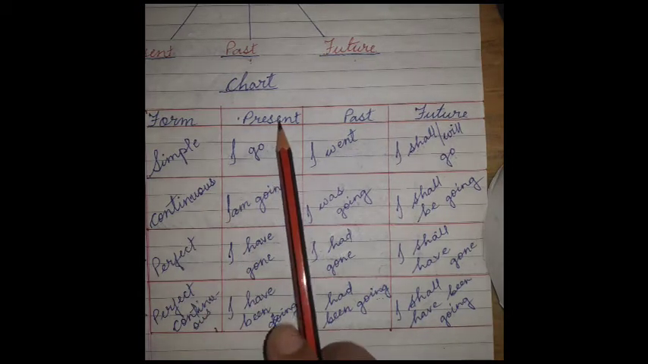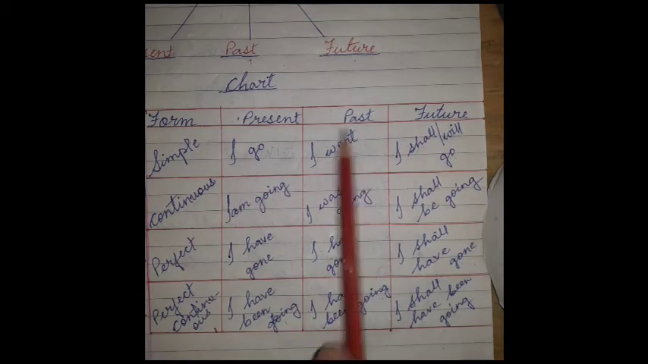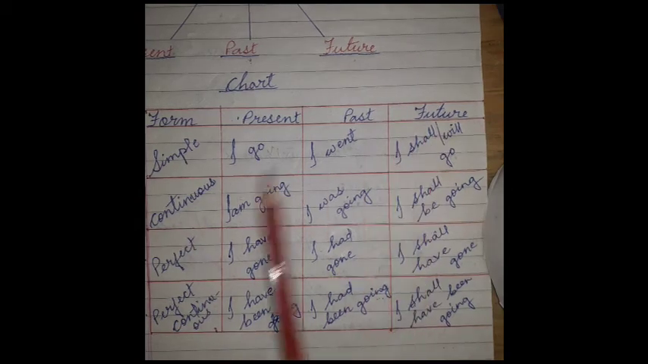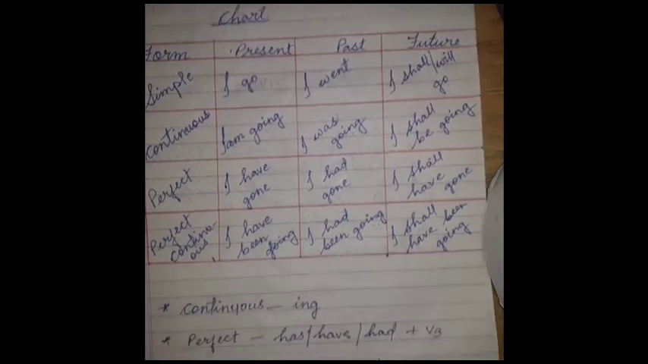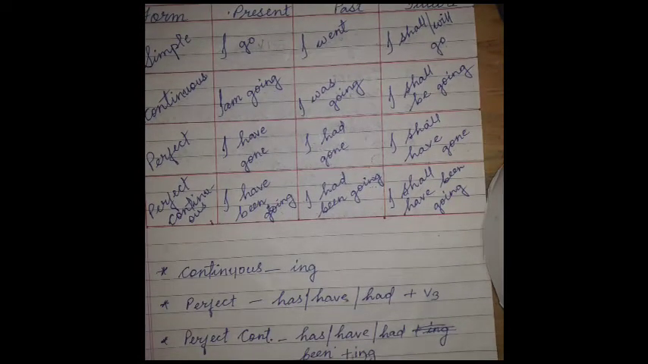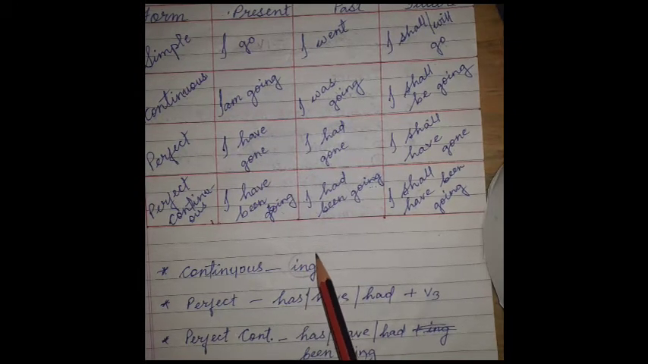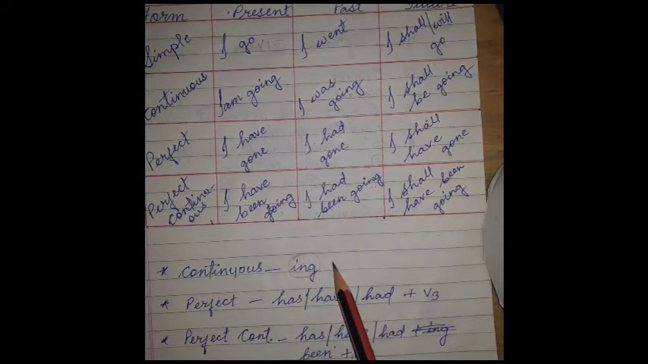Continuous, the present continuous tense, past continuous tense, and future continuous tense. Now students, before I explain that, always remember the rule. In continuous tense, use this ing, gerund verb, G-E-R-U-N-D, okay?